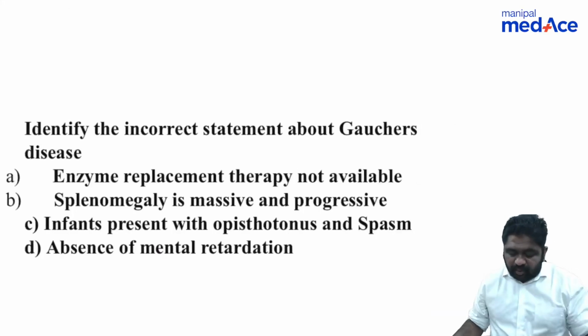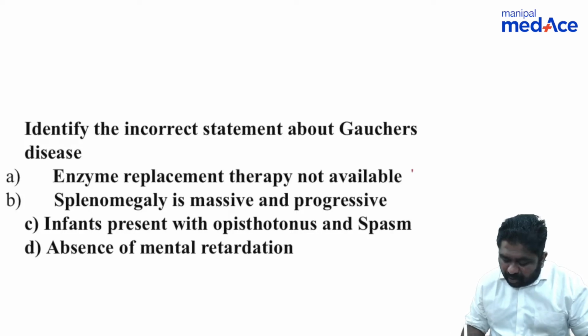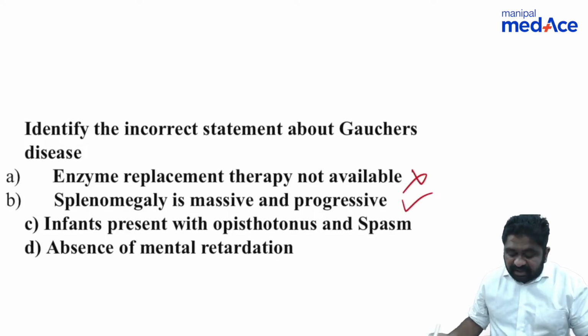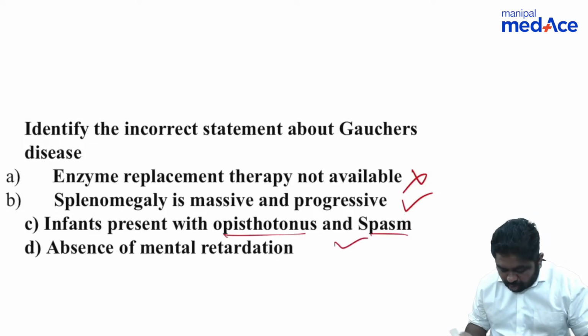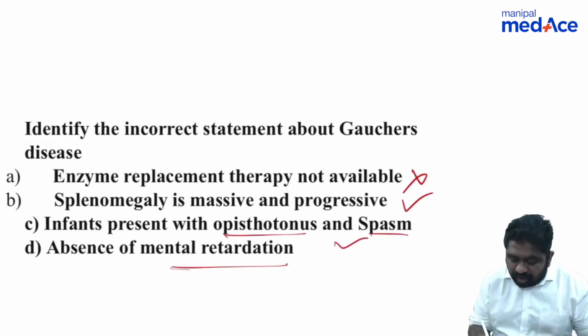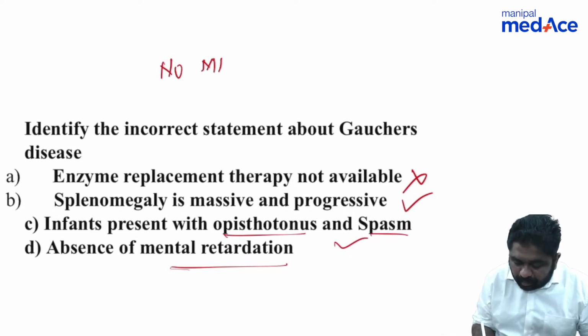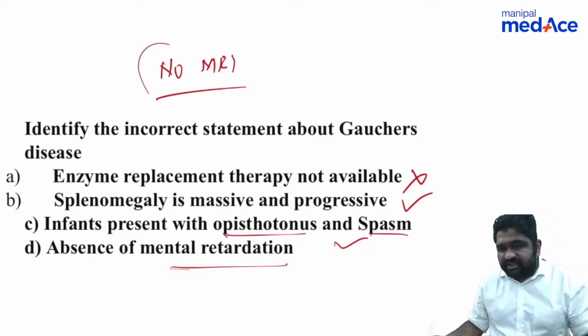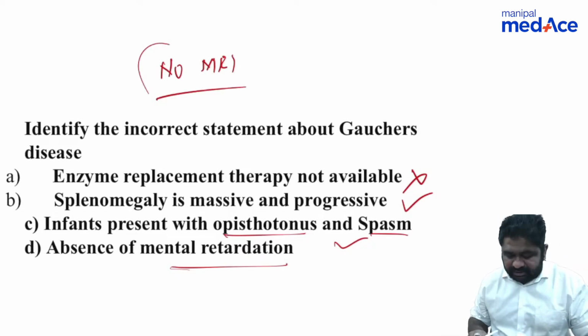Okay, now try to answer this question. Identify the incorrect statement about Gaucher's disease. Enzyme replacement therapy not available is a wrong statement. Splenomegaly is massive and progressive is a true statement. Infants can present with opisthotonus and spasm is true. Absence of mental retardation is true. Remember, no MR in case of Gaucher's disease. No mental retardation in case of Gaucher's disease.